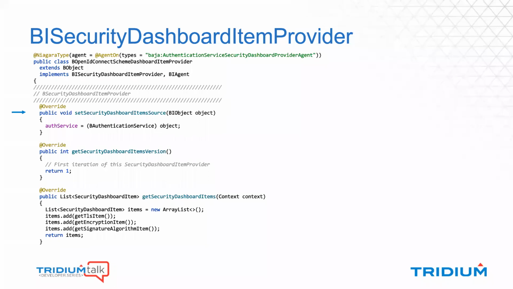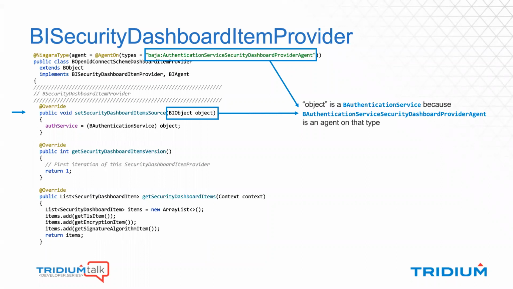And the main thing to note here is that we're casting our object to a BAuthenticationService. And we know that we're getting an authentication service because we're an agent on BIAuthenticationServiceSecurityDashboardProviderAgent, and that is an agent on the authentication service. And that's just how the Security Dashboard Item Provider works. If you're an agent on a Security Dashboard Provider agent, you'll get whatever it's an agent on as the source. If you're an agent on a security dashboard provider, you'll get the security dashboard provider itself as the source.